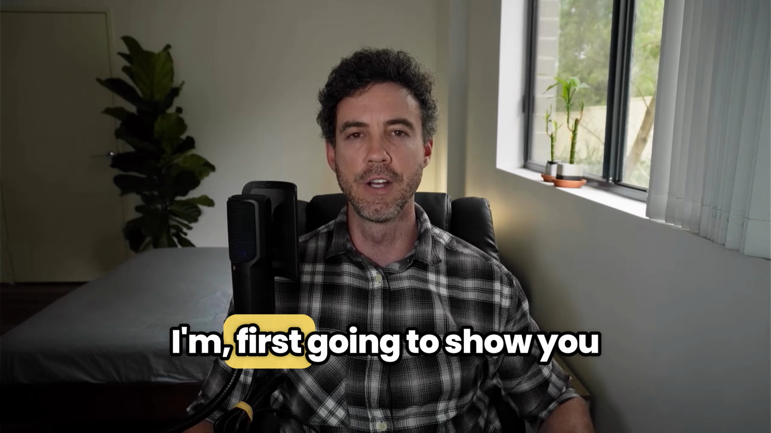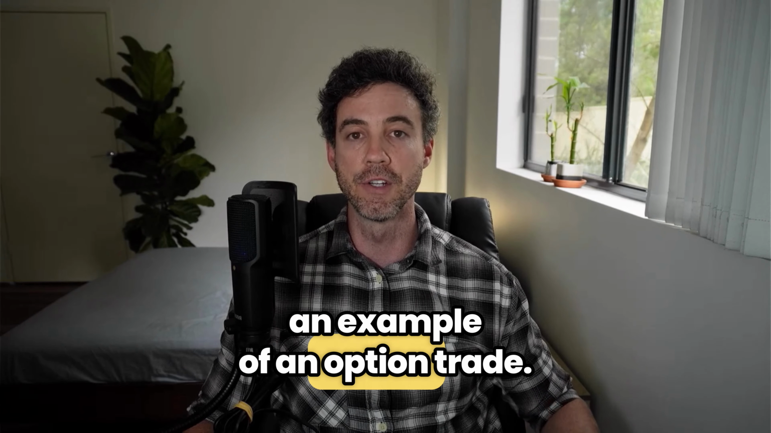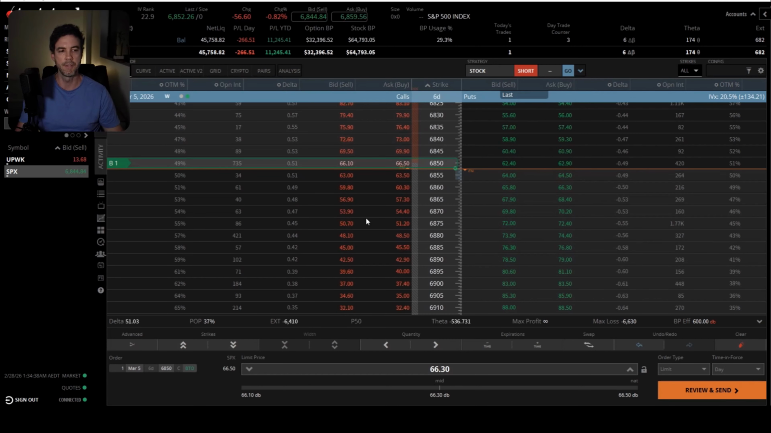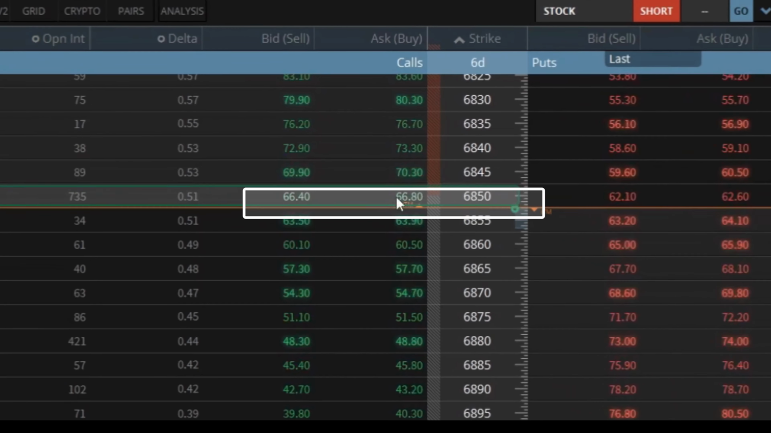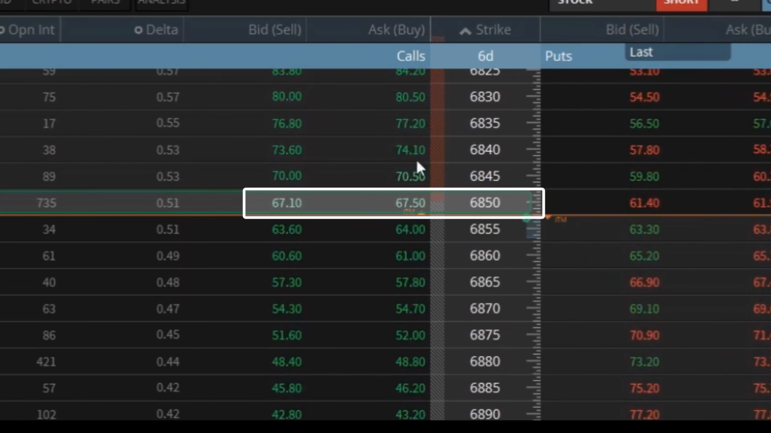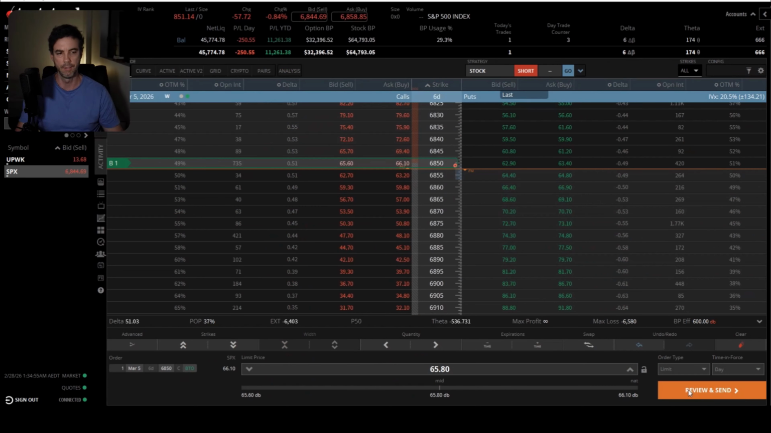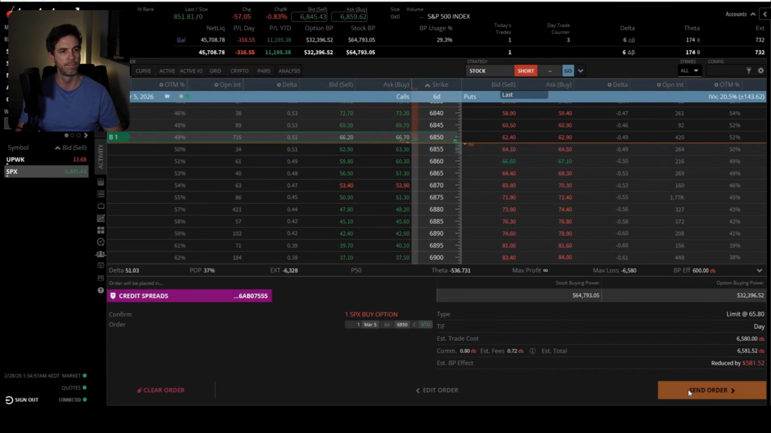To give you a little insight into what options trading is like, I'm first going to show you an example of an option trade. This will hopefully perk your interest so you can stick through with the remainder of the course. Let's take a look. Okay, so very soon I'm going to put this trade on. I'm going long an in the money call, 6 DTE. So about to put that one on.